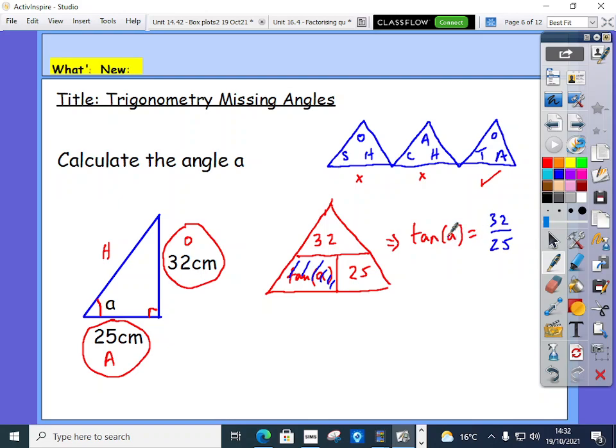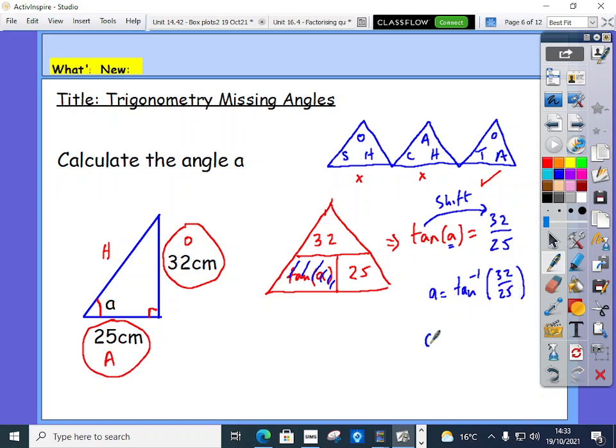Now in order to find A, we need to take tan to the other side, and the only way we can take tan to the other side is by doing a shift. So what you do is you press shift on your calculator, and when you press shift, press tan, you get tan inverse. Now the inverse function has a -1 on the top, then it opens up a bracket, and just use your fraction button and do 32 over 25. You type it exactly like that.